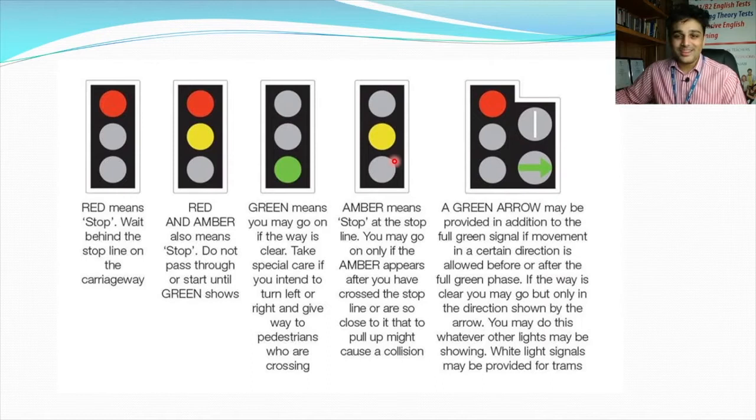So it goes red, red and amber, green, orange, then red again. What do they call orange? This is another word they have for it, and I think it's amber. Yeah, amber. So red, red and amber, green, amber, then red. I call it orange.